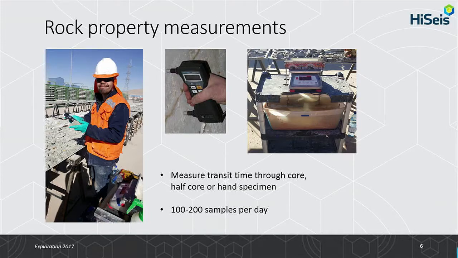Rock property measurements on core is really quite a simple process. We just measure the sonic transit time using that sensor in the middle of the screen there, and wet and dry weights to get density. And using that approach in a core farm, you can usually get 100 to 200 samples measured a day.